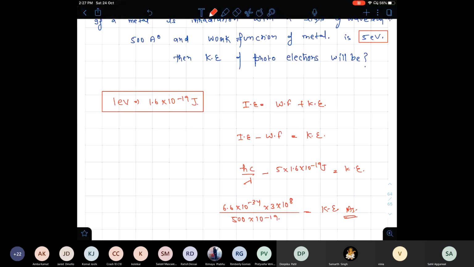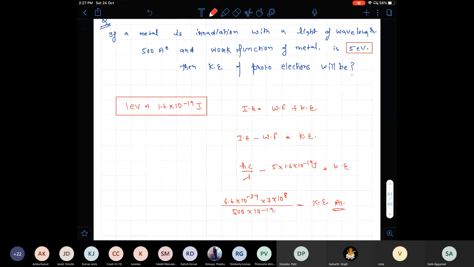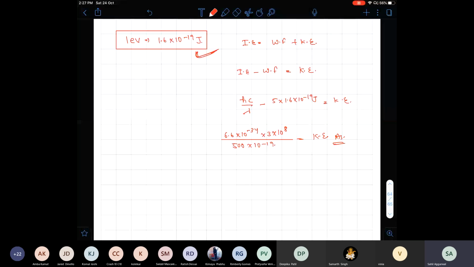Understood? So it is more of a numerical. You should just know this relation, that will be sufficient. Understood all of you? Small questions are more important in this topic rather than these big questions, because this topic has been removed also.